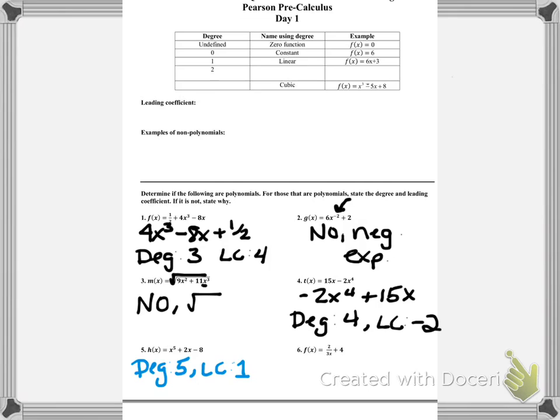Number 6. We do have some division here. So my question to you is, is this a polynomial or is it not a polynomial? With division, division is a problem if you cannot simplify. There's no way that I can get rid of that x in the denominator because there's nothing that I can cancel from the numerator. So this is not a polynomial. No. The reason why? Dividing by a variable, or in this case, I'm just going to put dividing by x. It's just easier.